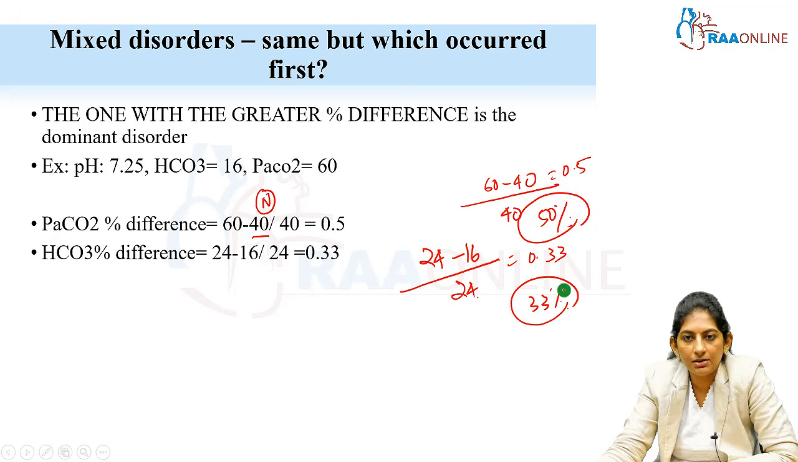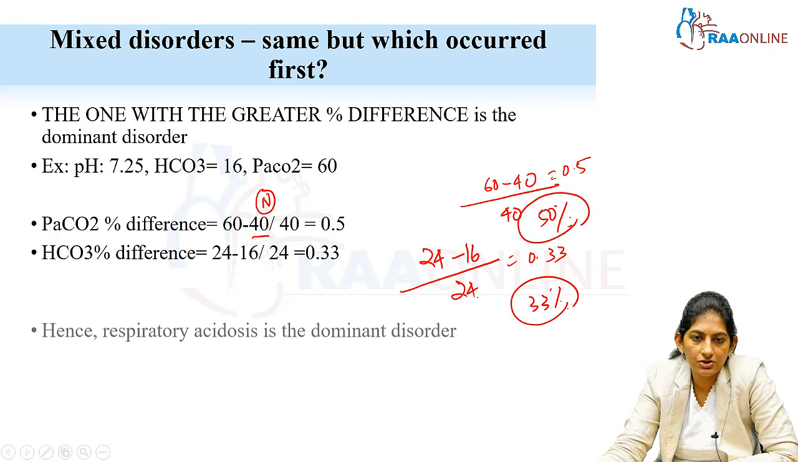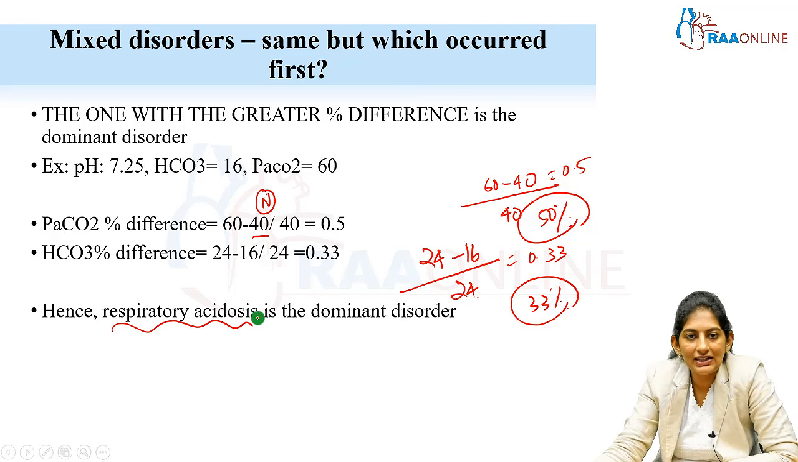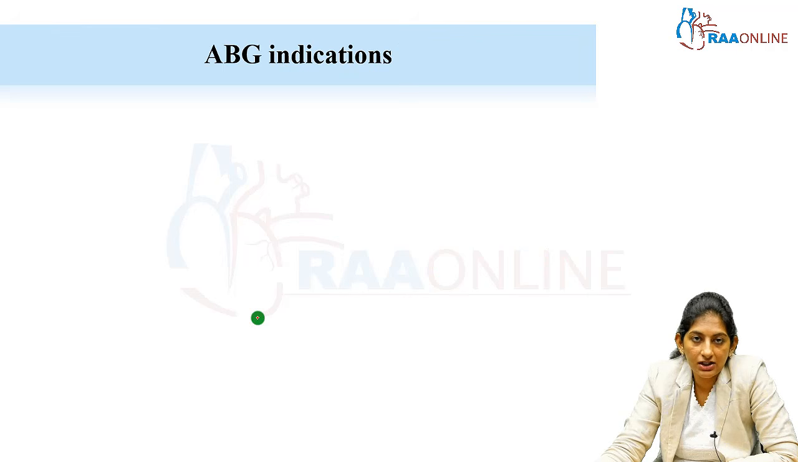So, which has the greater percentage? 50% of course, isn't it? So, respiratory acidosis is the dominant disorder in this patient. So, this is how you calculate when both acidosis are present and you have a doubt which came first, then you have to calculate in this way.